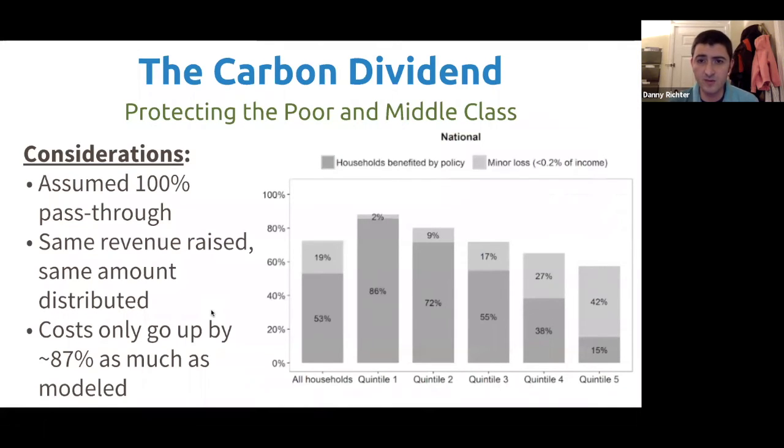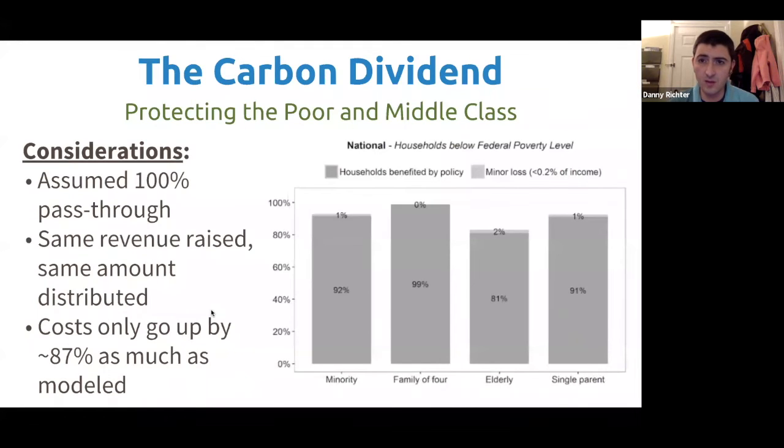And let's look a little bit deeper at those in the low income households. So just those who are below the federal poverty level. Here you have different groups: minority households, 92% benefit, 99% of families of 4 benefit, 81% of the elderly, and 91% of single parent households. Again, this is just for those who are below the federal poverty level.